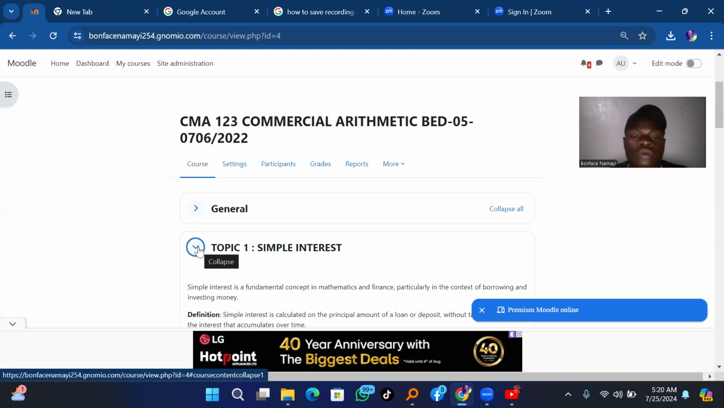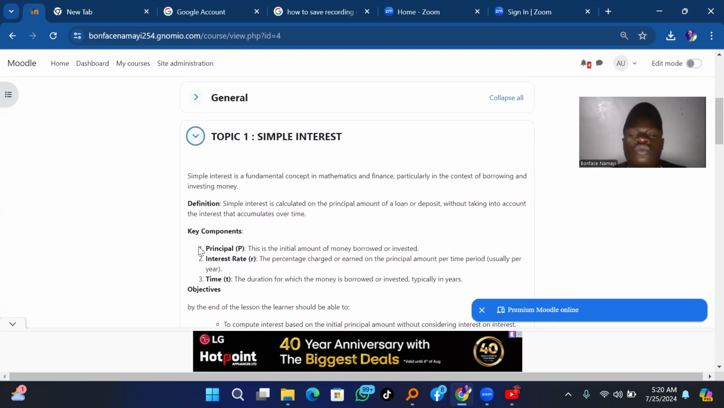Under our topic one is simple interest. Let me just do a brief introduction of simple interest. Simple interest is a fundamental concept in mathematics and finance, particularly in the context of borrowing and investing money. A brief definition: simple interest is calculated on the principal amount of a loan or deposit without taking into account the interest that accumulates over time.